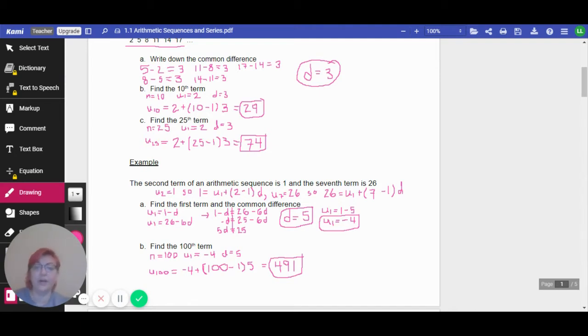From there, to find the 100th term, well, n is 100, the first term's negative 4, and the difference is 5. So I write out my equation. The 100th term is equal to negative 4 plus 100 minus 1 times 5, and that equaled 491. All right, let's move on.